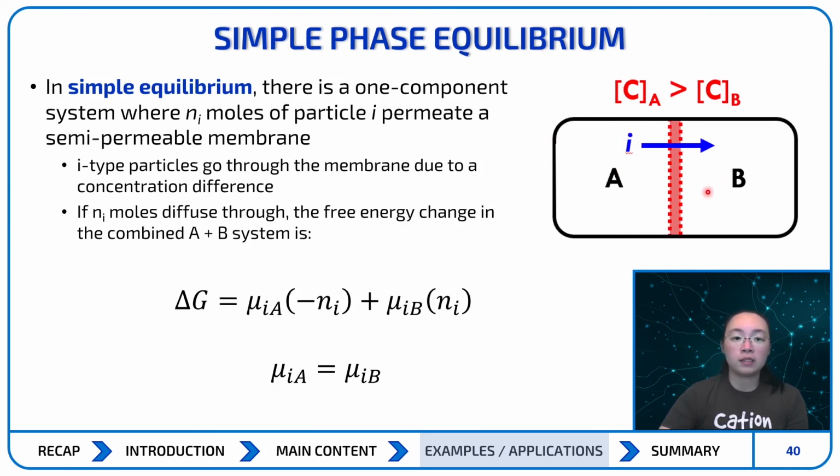It's a one-component system. You have ith type particles that go through the membrane because of a concentration gradient. You have the concentration of the ion being greater in A and smaller in B, so i is going to naturally go towards phase B to try and reach equilibrium. In that case, if n moles diffuse through, the free energy change in the combined system is delta G equals what goes out of A comes into B. So essentially, you have delta G equals 0, and mu_iA is equal to mu_iB.